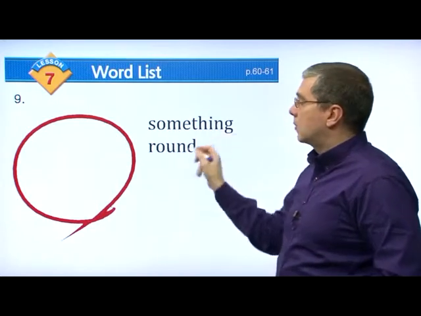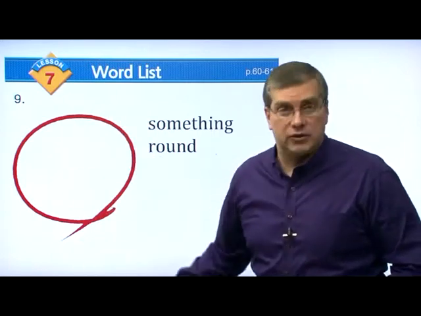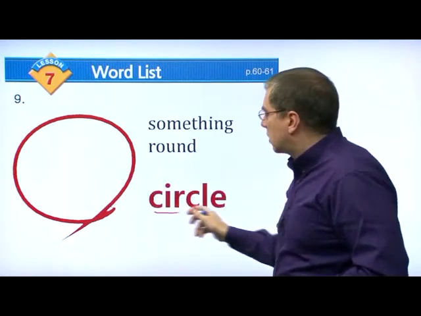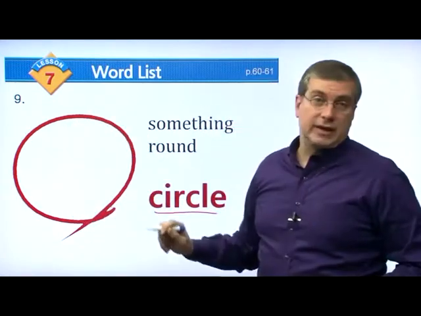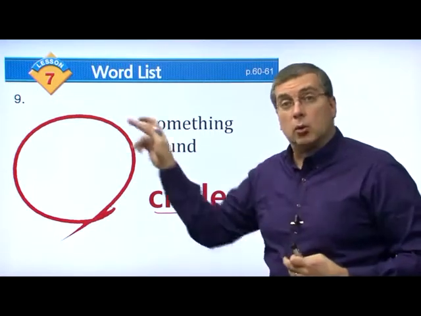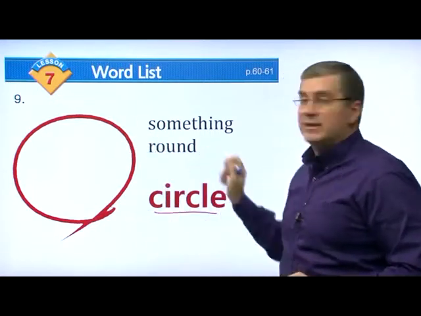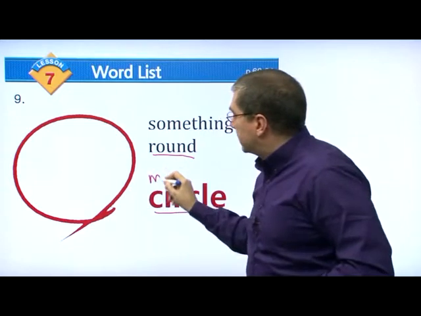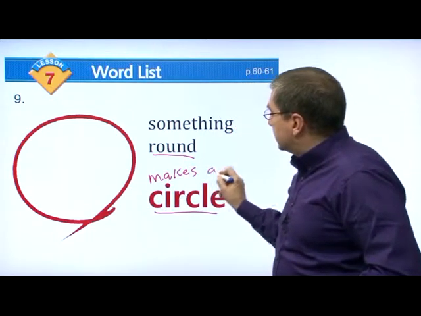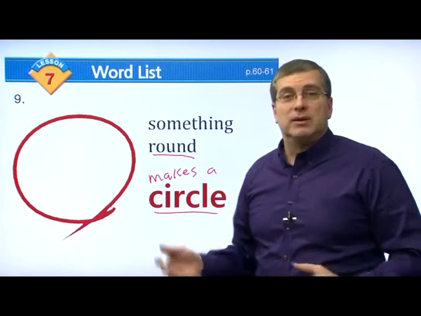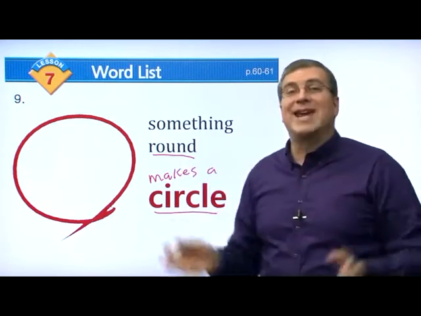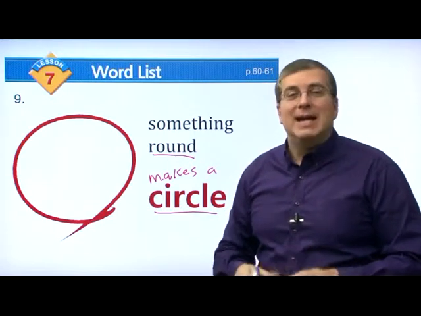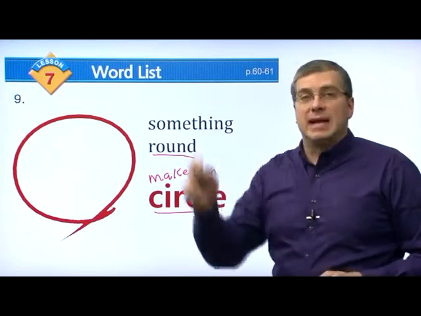Okay. Something round. We talked about that. A ring is round, but a ring makes a shape. What is the shape called? It's a circle. We can also say it's a ring, like the ring on my finger, or the ring in a tree. It makes a circle. It's round. That's the shape. The circle is the shape. You could also say it has a round shape. A ring is a round shape. A ring makes a circle.